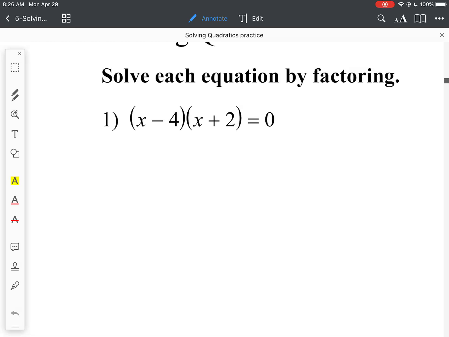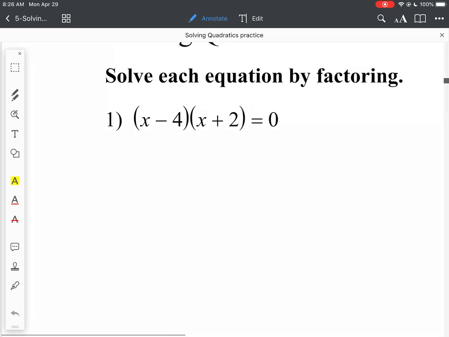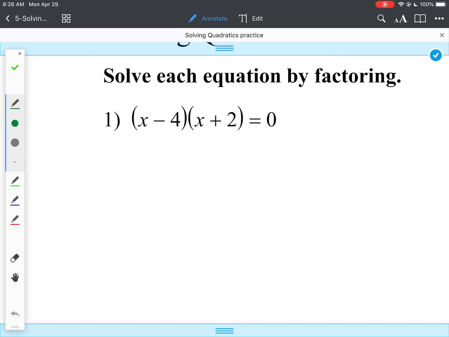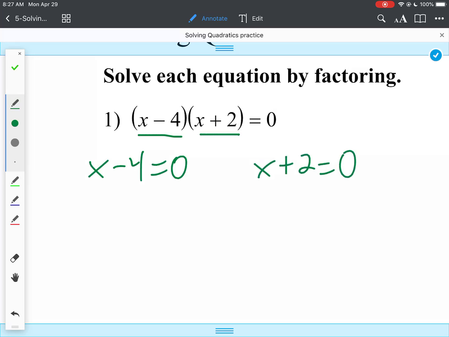It's already factored. So what you do is you take each factor. Okay, so x minus 4 is one factor, x plus 2 is another factor, and you split them, and you set them both equal to 0. So x minus 4 equals 0, and then x plus 2 equals 0. And we just solve for x, just like any other equation.